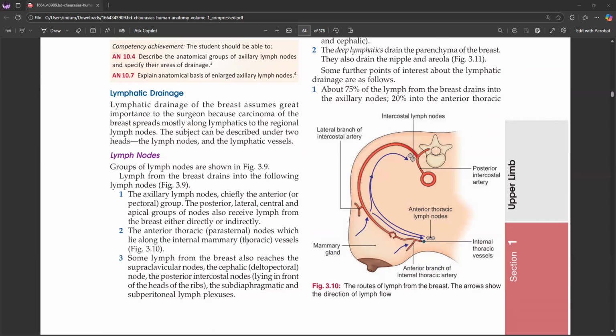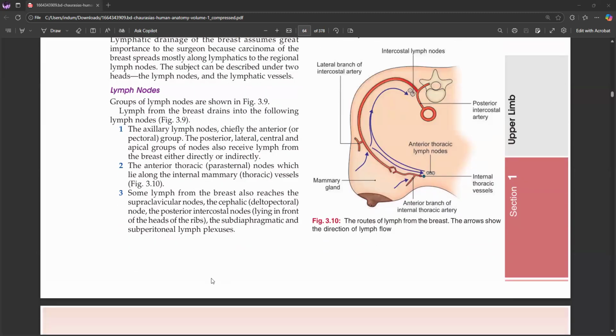The subject can be described under two headings: the lymph nodes and the lymphatic vessels. Lymph nodes. Groups of lymph nodes are shown in figure 3.9. Lymph from the breast drains into the following lymph nodes, figure 3.9. Number 1. The axillary lymph nodes, chiefly the anterior group. The posterior, lateral, central, and apical groups of nodes also receive lymph from the breast either directly or indirectly.